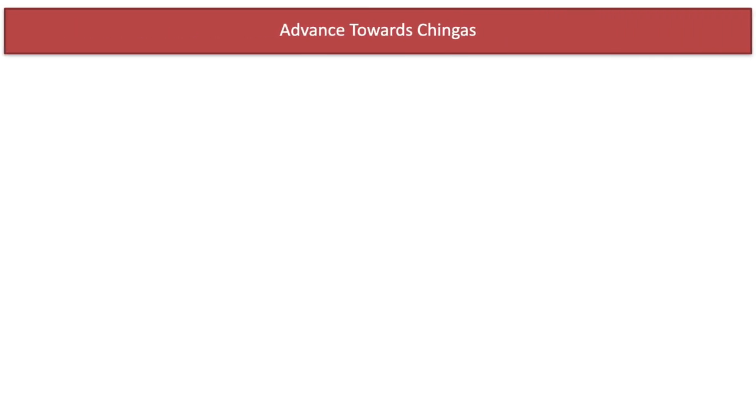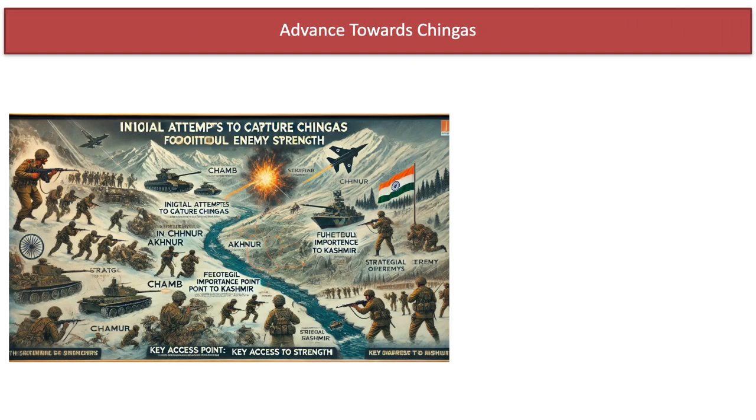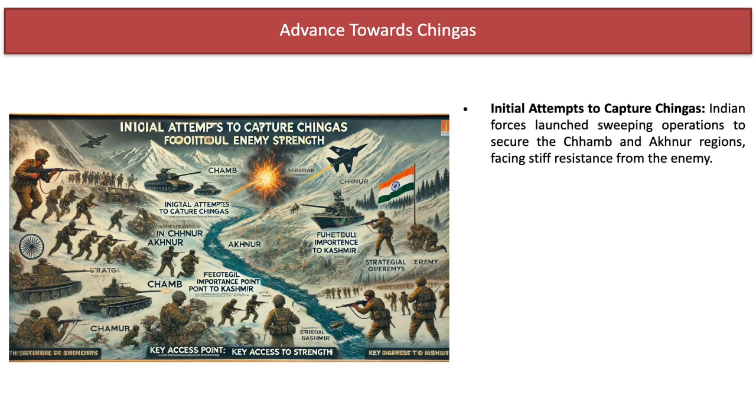Let's dive into the initial attempt by the Indian forces to advance toward Chingas, a crucial objective in the broader operation to secure the Chamb and Akhnur region. This was not just about expanding territory, it was a strategic move to further weaken enemy defense and gain control over key areas.